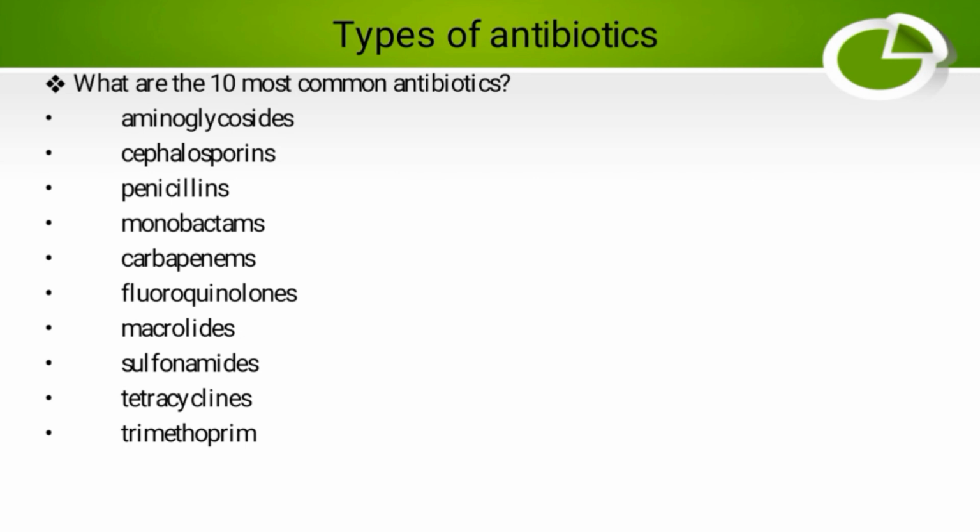Types of antibiotics. What are the 10 most common antibiotics? Aminoglycosides, cephalosporins, penicillins, monobactams, carbapenems, fluoroquinolones, macrolides, sulfonamides, tetracyclines, trimethoprim.